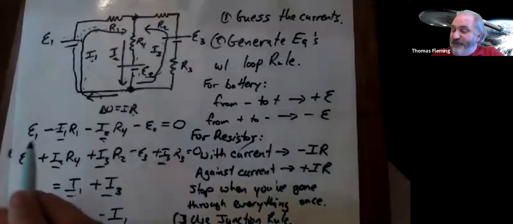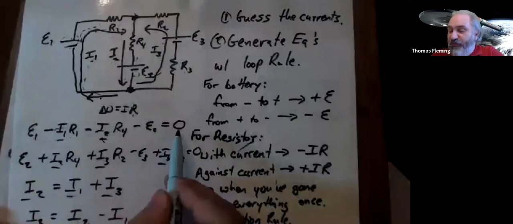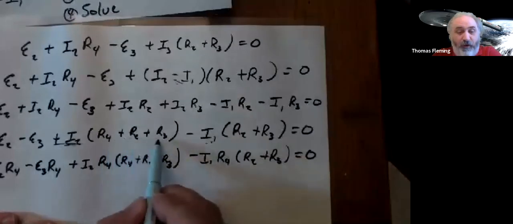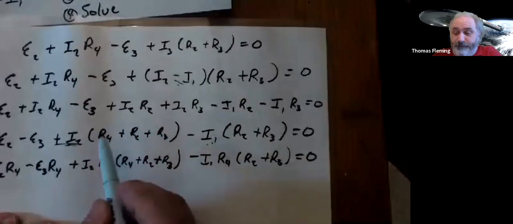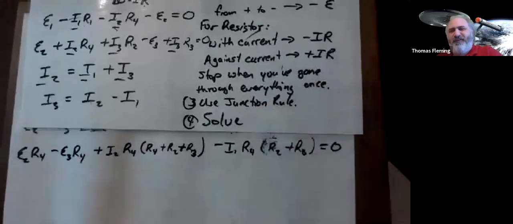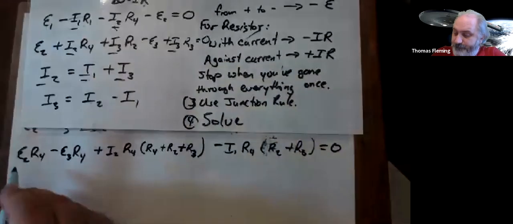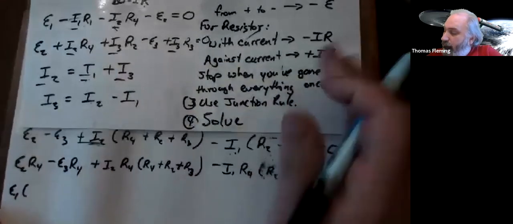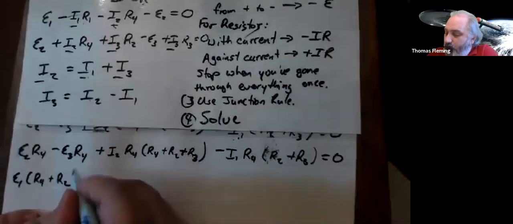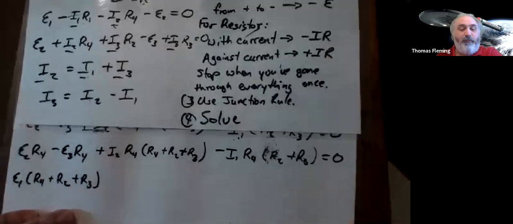The one we haven't done anything with yet. For this one, I'm going to multiply everything in this equation by whatever I2 is multiplied by in the other equation, which there was R4 plus R2 plus R3. I'm going to multiply everything in that first equation by this. You might be thinking this is a nightmare, but it's not that bad. I'm going to have EMF1 times R4 plus R2 plus R3, whatever that number is.